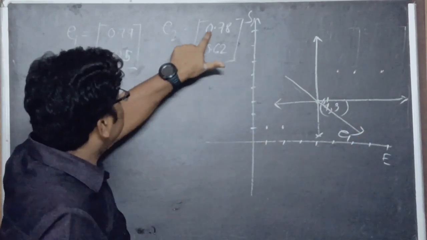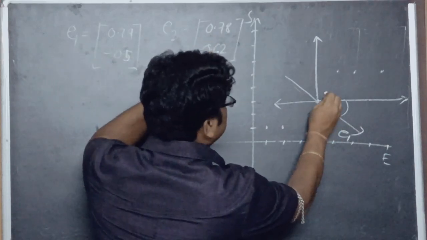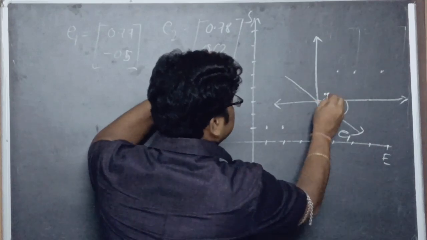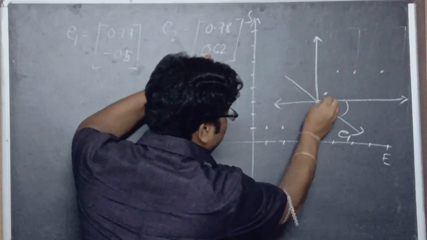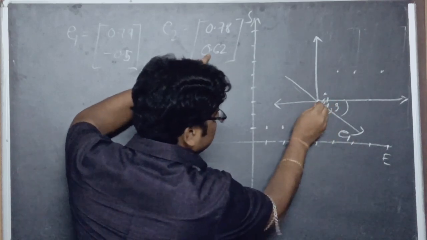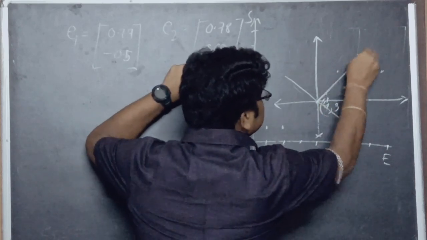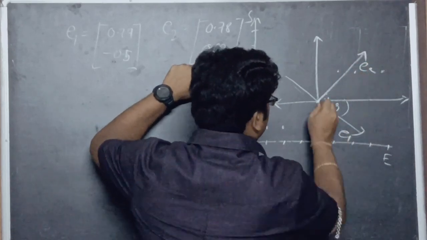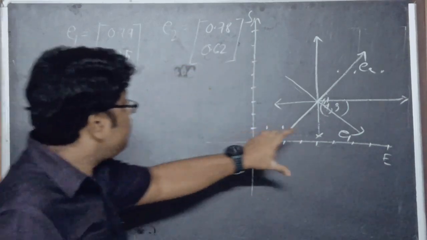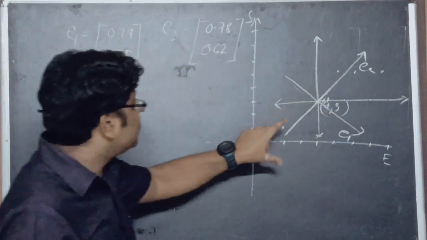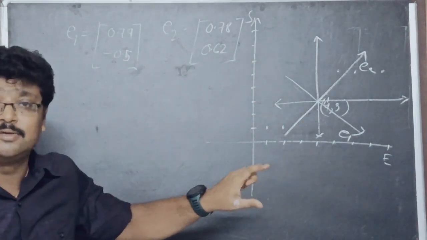Now for E2, 0.78 is here, and 0.62 is here. This point is 0.78, 0.62. Now we draw a perpendicular on this E1 through the origin, and this is the E2. Okay, this vector is E2. So now we have these E1 and E2 vectors in this two-dimensional space.